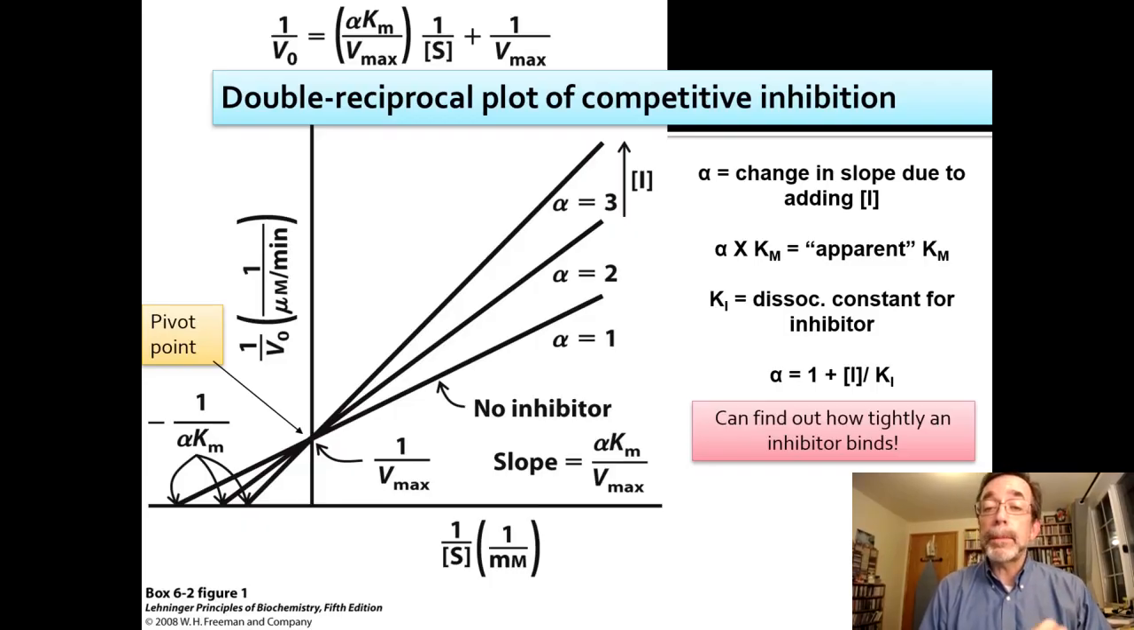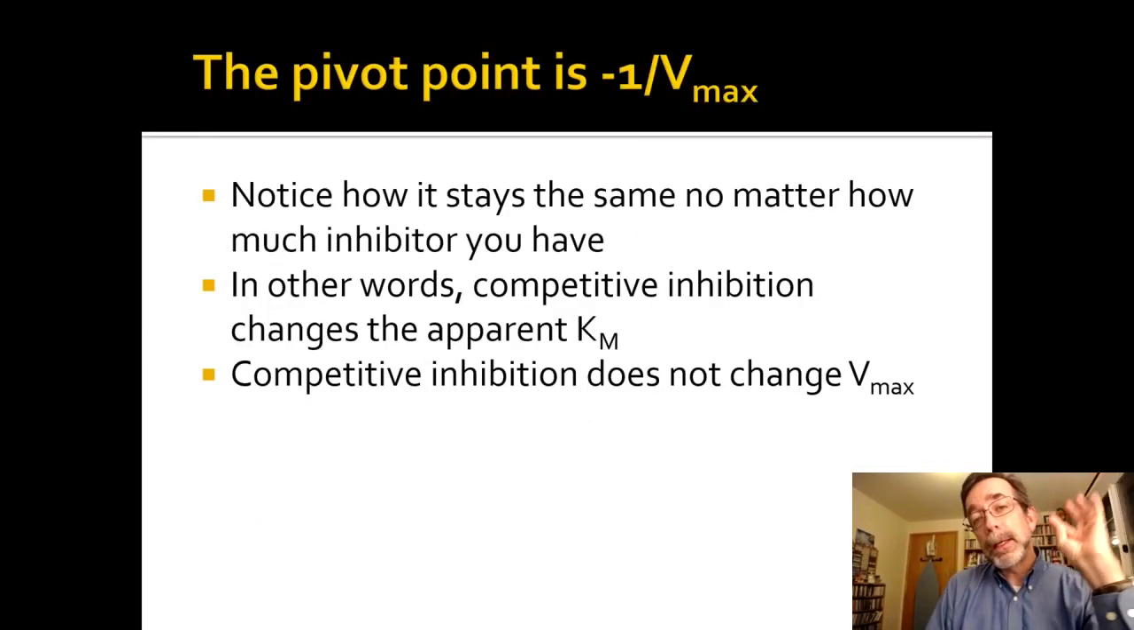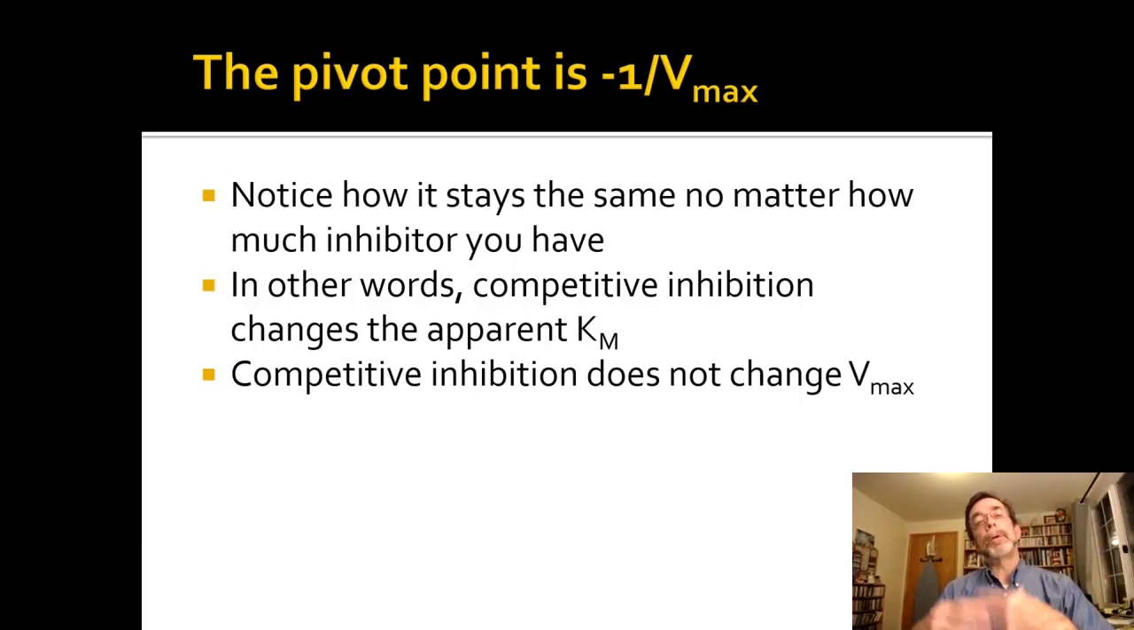The way they actually do it in the paper is slightly different, but it's similar enough to this that this definitely prepares you for it. So the pivot point. Notice the pivot point is the y-intercept, and that's defined as 1 over Vmax. So if the pivot point isn't changing, that means the Vmax is not changing. The maximum velocity when you add infinite substrate is not changed because the infinite substrate will crowd out the competitive inhibitor. And so this is one thing that you can just know about competitive inhibition. It changes the apparent Km, but does not change the Vmax.